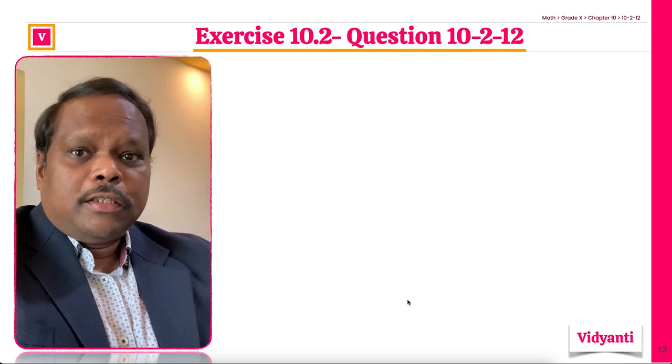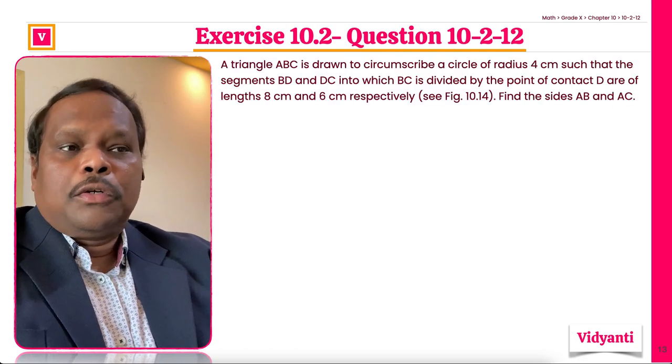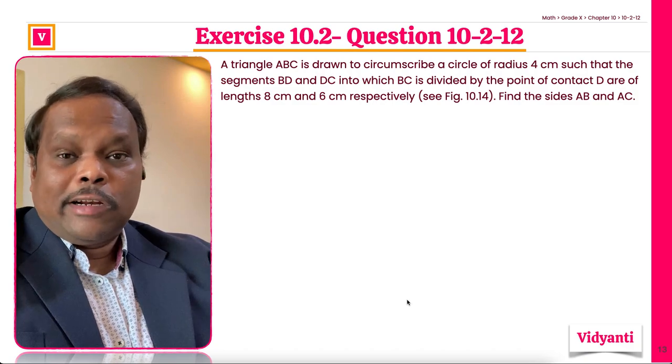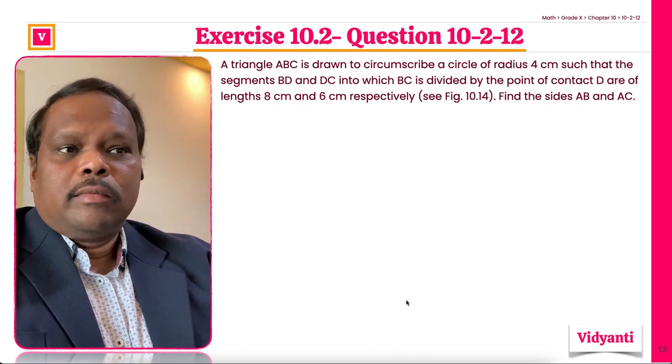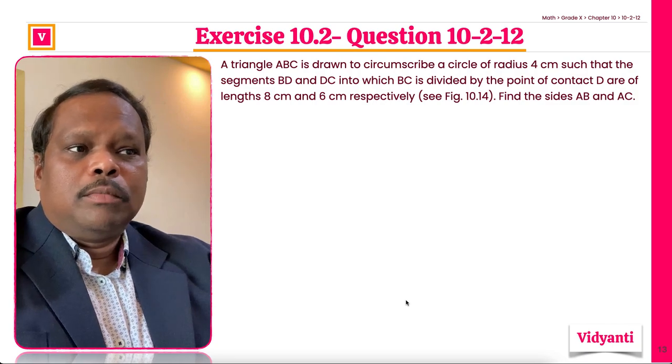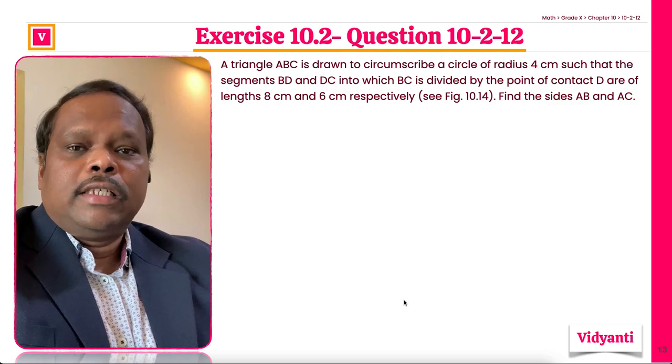Let's see the next question in this exercise, question 10 to 12. A triangle ABC is drawn to circumscribe a circle of radius 4 centimeters such that segments BD and DC, into which BC is divided by the point of contact D, are of length 8 centimeters and 6 centimeters. Let's see the diagram.